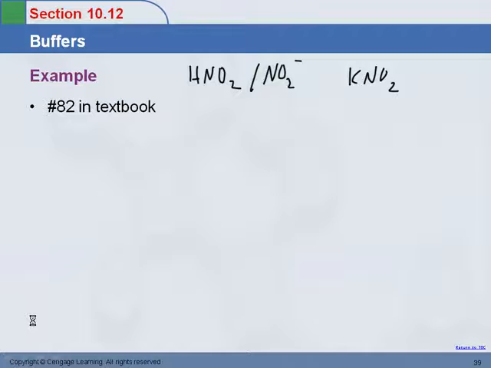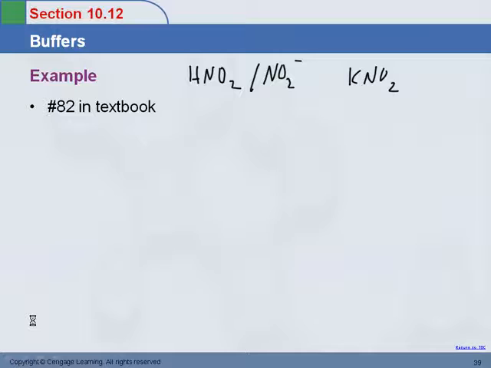In C, I've got sodium acetate and potassium acetate. I don't have any acids there. I just have salts. So that can't function as a buffer either, because even if I had a weak base, I'd need a conjugate acid to go with it.